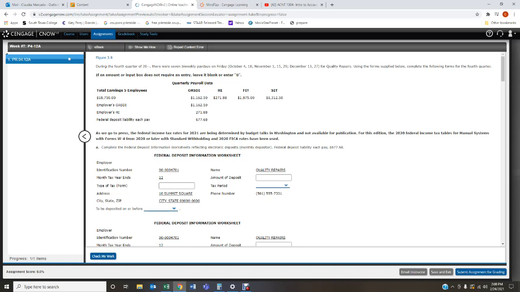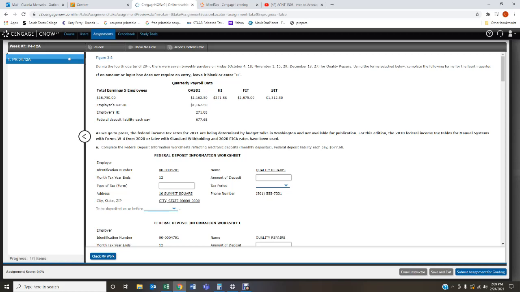So we have the quarterly payroll data. We have 5 employees. They made $18,750. We've got their OASDI, which is $1,162.50, the HI $271.88, federal income tax of $18.75, and state income tax of $13.12.50. Then we have the employer's OASDI of $1,162.50, the employer's HI of $271.88, and the federal deposit liability of each pay period of $677.68.